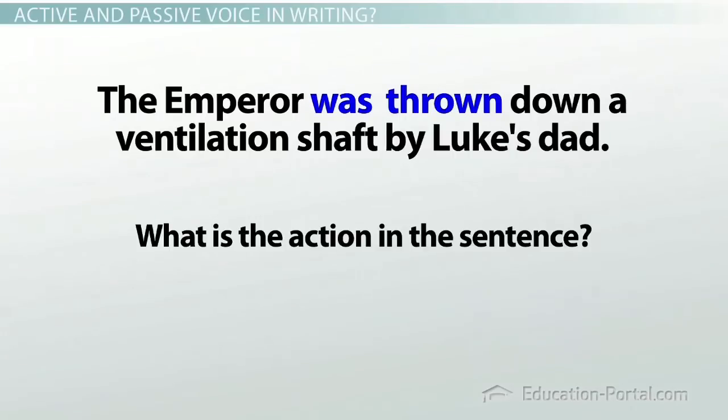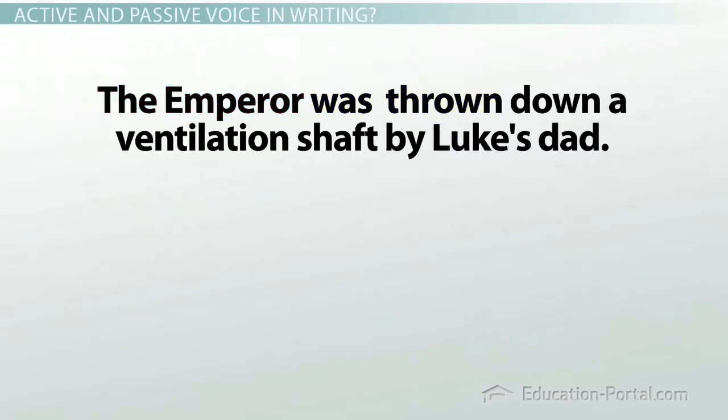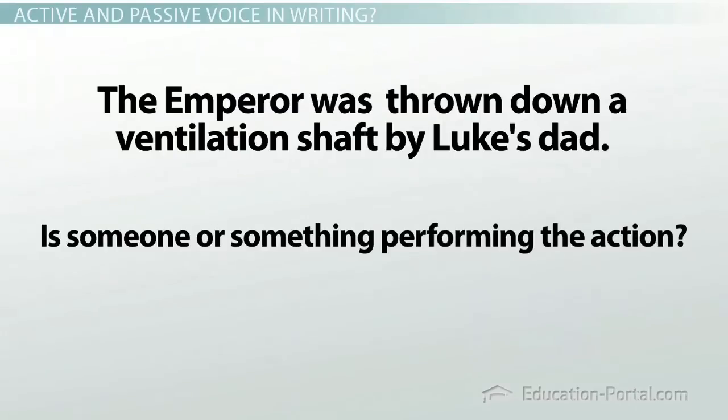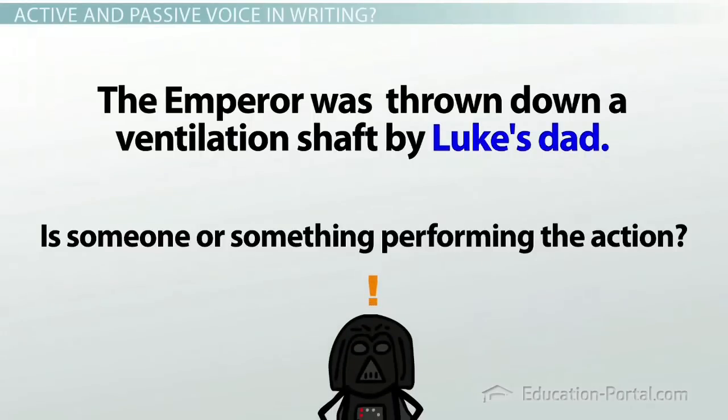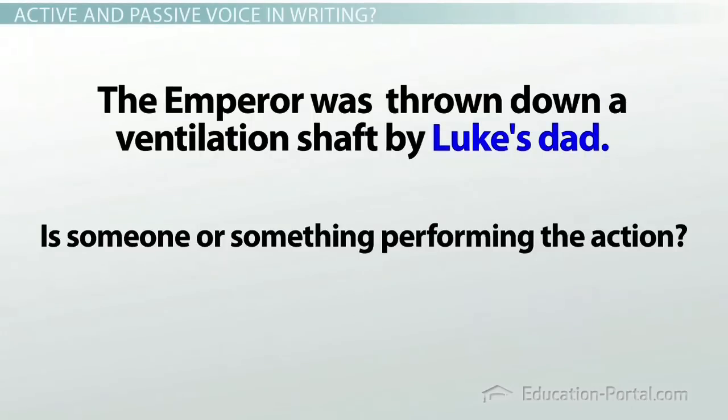Then, single out who is being acted upon. In this case, who was thrown? The Emperor. Next, ask, is someone or something performing the action? Who was doing the throwing in this sentence? It's Luke's dad.